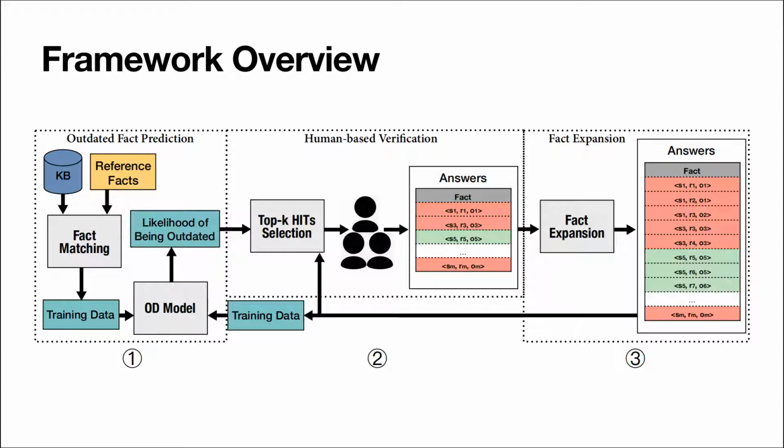The framework contains 3 phases. The first phase is outdated fact prediction, which aims at predicting outdated facts using an iterative classifier model. The output of the model is the likelihood of each fact being outdated. The second phase is human-based verification, which is to verify the outdated facts detected by the ML model as many as possible within the given budget. The third phase is rule-based fact expansion, which aims to expand the human answers to detect more outdated facts. I will introduce each phase specifically in the following slides.